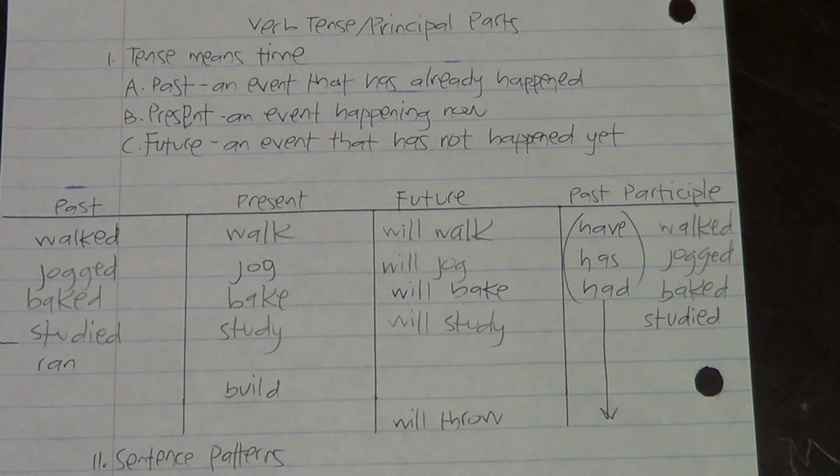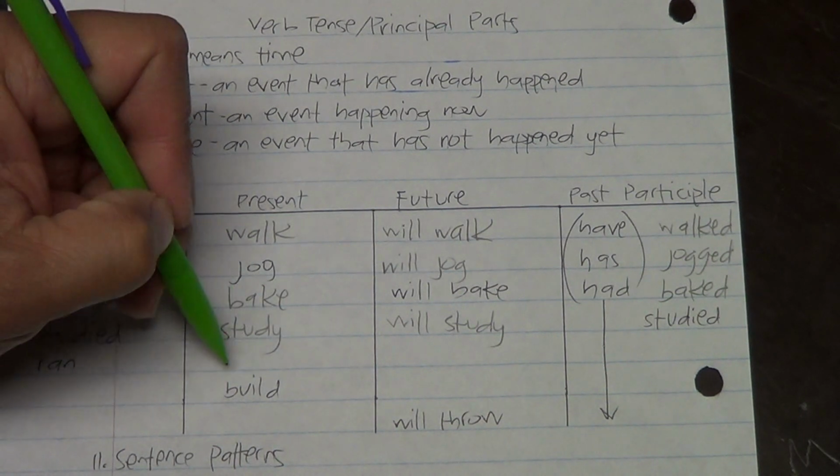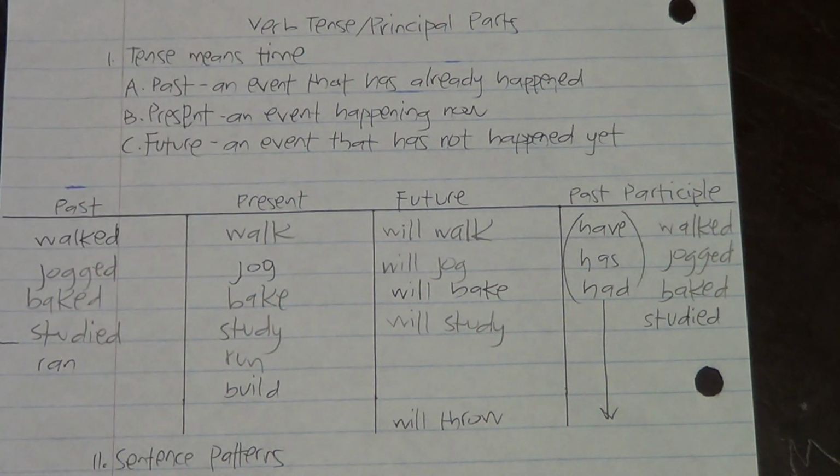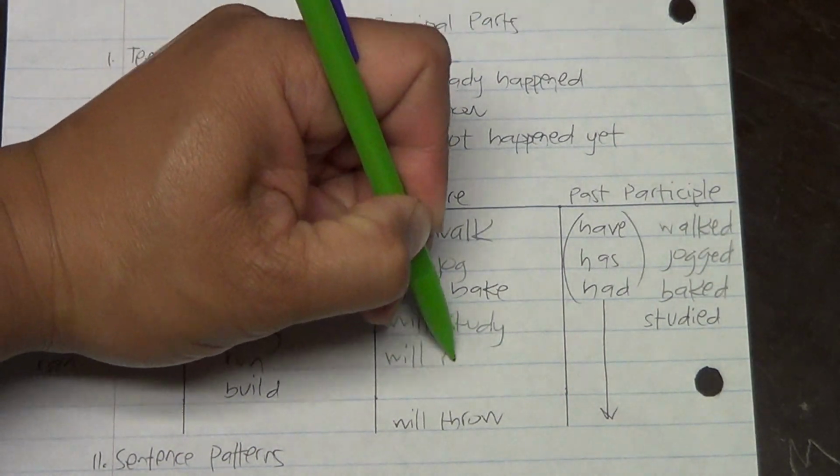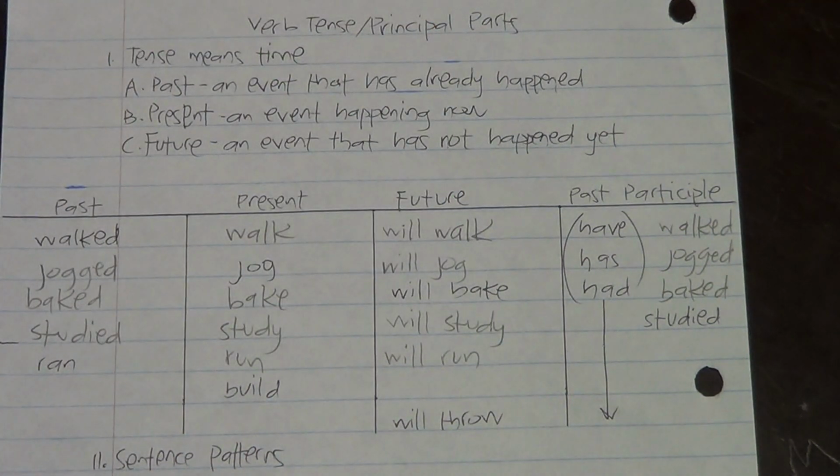So the past tense is ran, and these are ones that you should already know. Yesterday I ran. Today I run. Tomorrow I will run. And when we get to past participle, we can say yesterday I had ran.